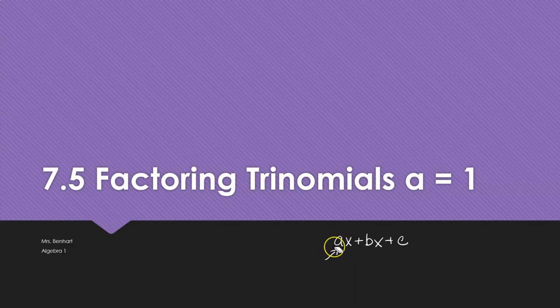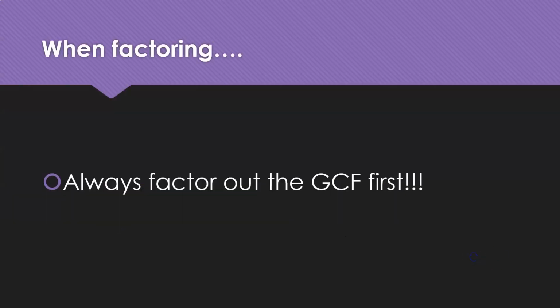So A is your leading coefficient. In this case, it's always going to be 1. We'll learn how to factor when you have a leading coefficient that's different than 1 later on. Okay, something that you always need to remember to do, and hopefully you won't have to learn the hard way, is that you should always, always, always factor the greatest common factor out. It's still possible without it, but it makes factoring so much easier if you pull that greatest common factor out.